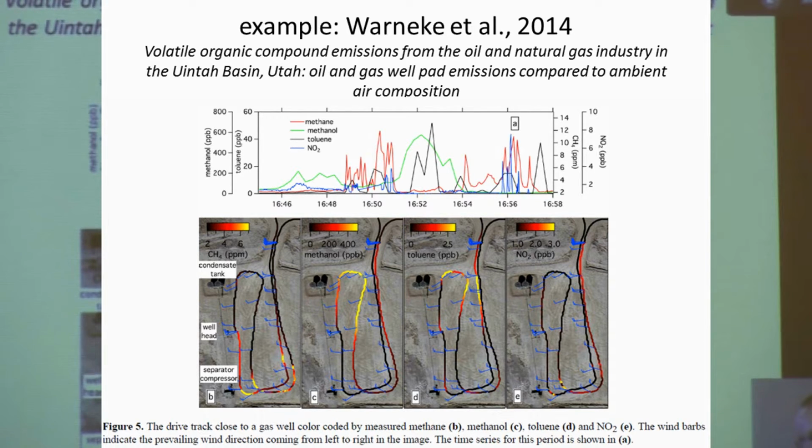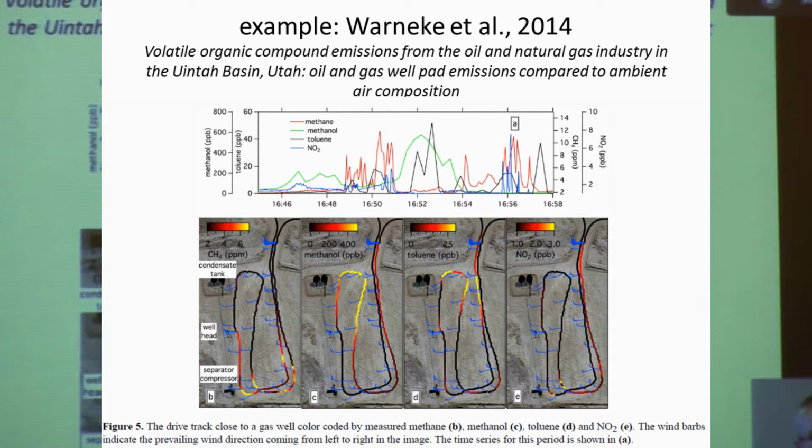Typical distances that you have in urban areas like in the Warneke Shale, and what you can see is that methane is typically highest close to the wellhead in separator and compressor areas. Methanol, which is used as an anticoagulant, an antifreeze, is close to its own tank, but sometimes also coming from the wellhead. Toluene is typically elevated close to the storage tanks, be that condensate or oil.